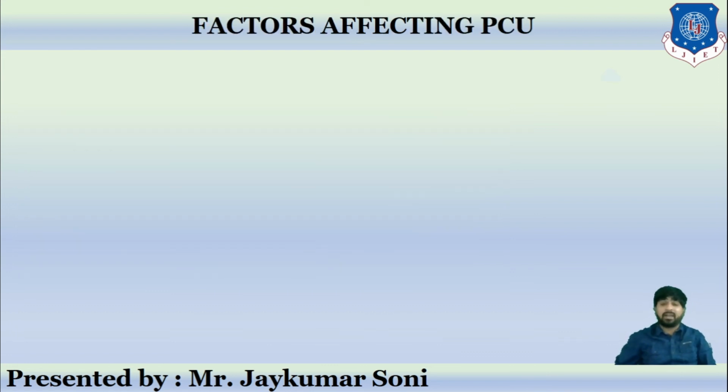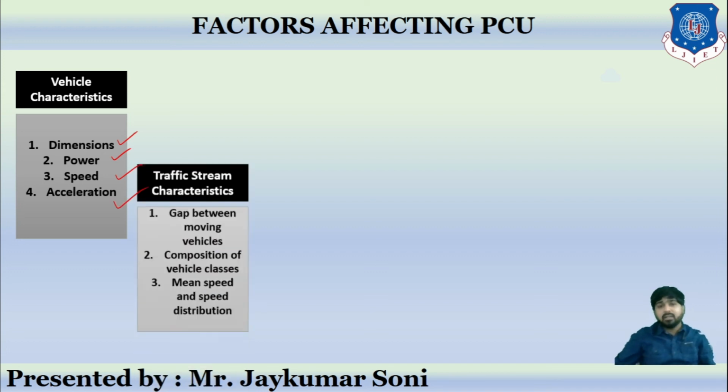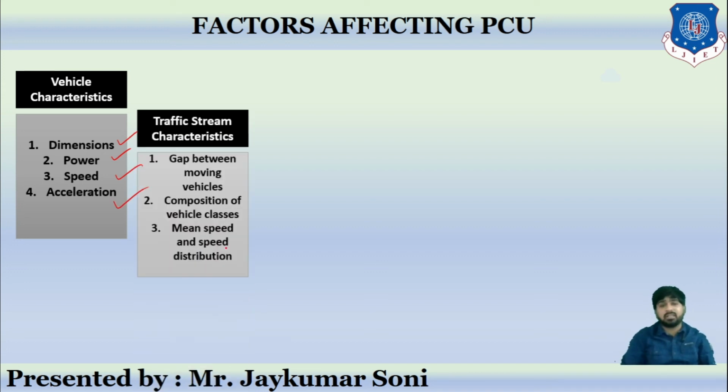Let us learn about the factors affecting PCU. Vehicle characteristics affect PCU because I have already mentioned the static characteristics such as dimension of vehicle and power of vehicle, then certain dynamic characteristics such as speed of vehicle and acceleration of vehicle will affect. Then traffic stream characteristics such as how much gap is available whenever you are traveling your vehicle in the traffic. Then which classes of composition of vehicles are there? What is the mean speed of the vehicle? What is the speed distribution type of the vehicles in the traffic?